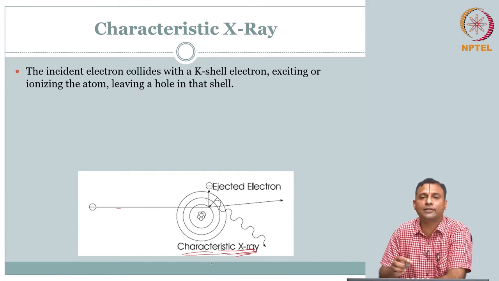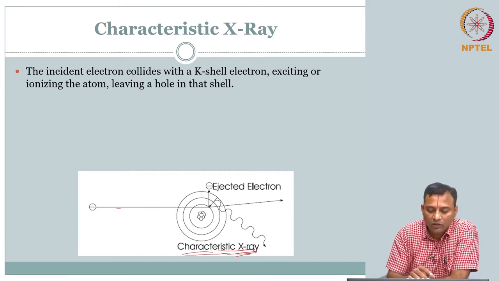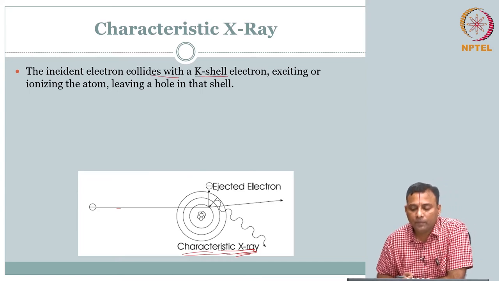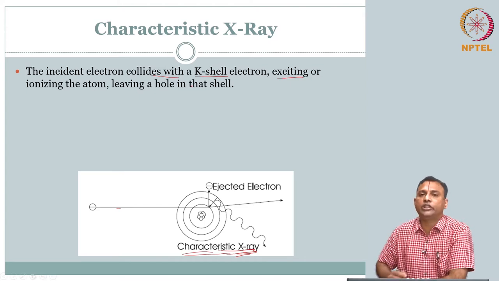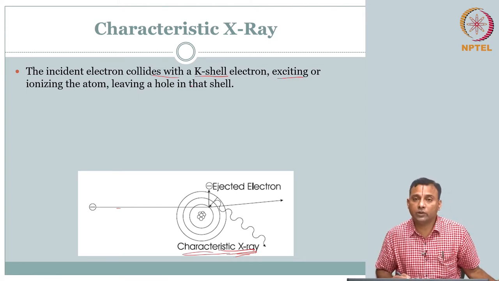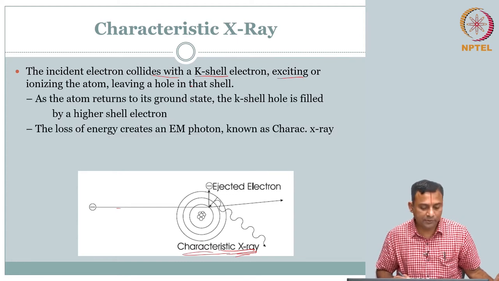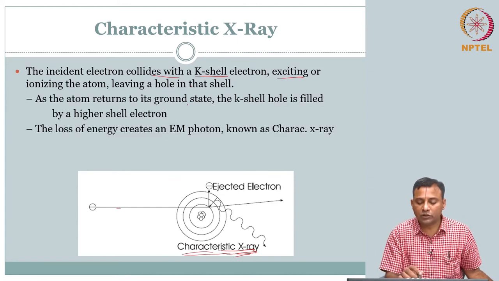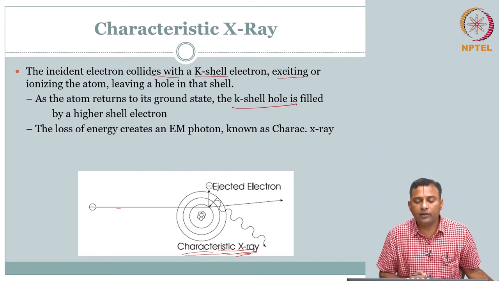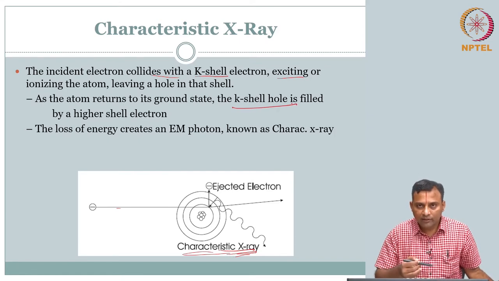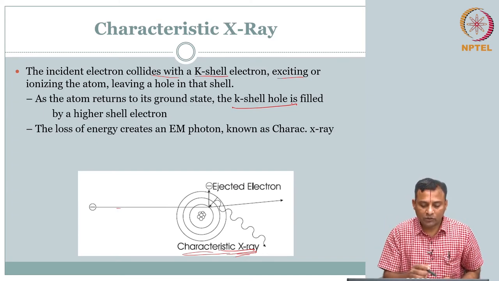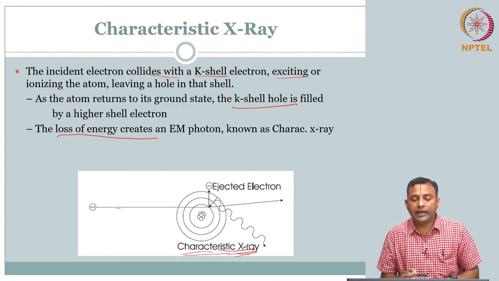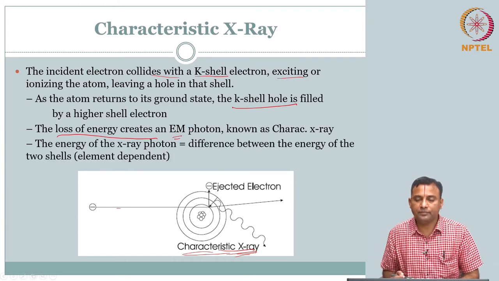So, we'll spend one more slide on that. The incident electron collides with a K shell electron. We talked about this, exciting or ionizing the atom, leaving a hole in that shell. So, the K electron shell is having a hole. Then rearrangement takes place. As the atom returns to its ground state, the K shell hole is filled. When it is filling, going from high energy to ground state, low energy, that means it has to shed the extra energy. So, that loss of energy creates an electromagnetic photon, known as the characteristic X-ray.